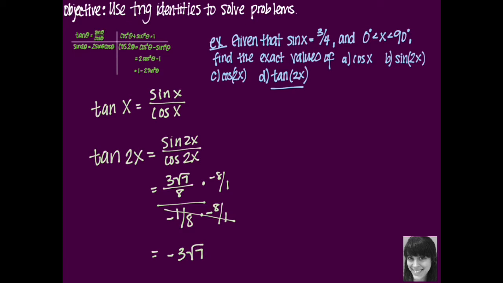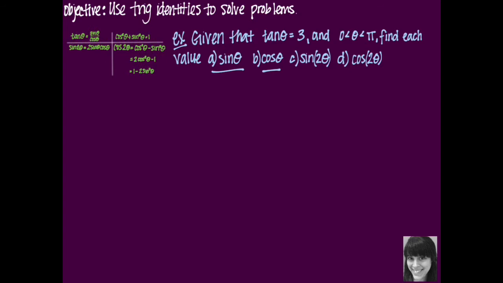Okay, I think we should do another one. Given that tangent of theta equals 3, and theta is between 0 and pi, find the value of sine of theta and cosine of theta. So even though our theta is in between 0 and pi, tangent being positive means that theta is only in the first quadrant.